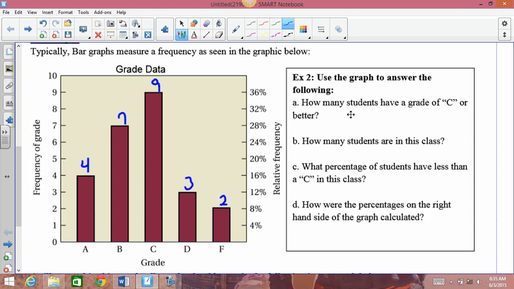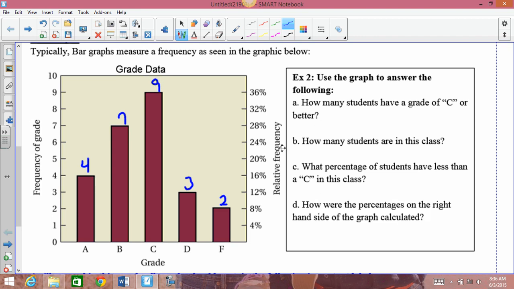In part A, I want to know how many students have a grade of C or better. So these are common questions that we want you to be able to answer: look at a graph, can you pick these pieces out? So hopefully it's very straightforward. And I forgot to mention, over on the right-hand side, they gave us a relative frequency. We'll talk more about that in just a moment.